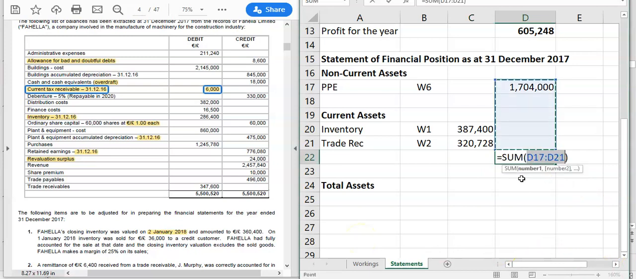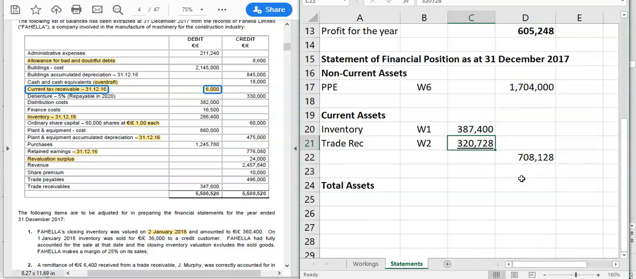So your total current assets there come to 708,128 and your total assets will be 2,412,128. That's half your statement of financial position done. So it takes a bit longer to set up at the start, but towards the end of the question, you will finish it a lot quicker. That's the big benefit of that.